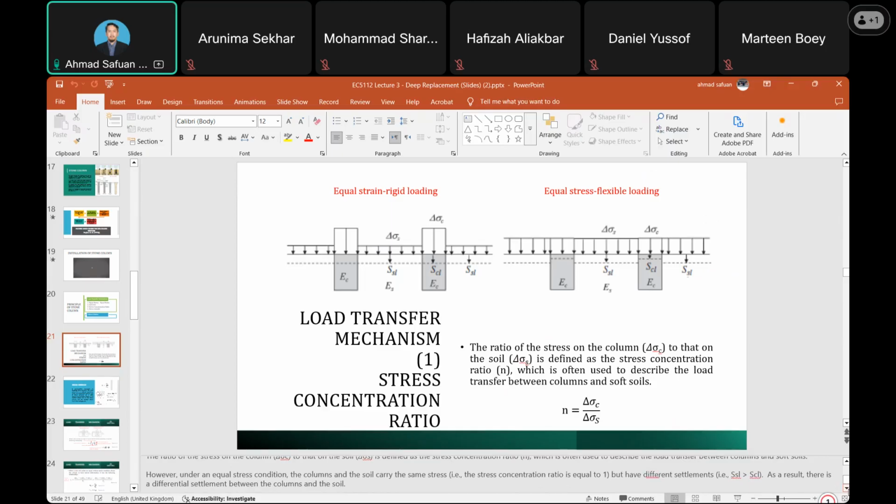So it depends on the type of loading. For a rigid type of loading, we use the equal strain, while for a flexible type of loading, we use the equal stress. However, the equal stress can contribute to differential settlement because the soft soil has a higher settlement compared to the columns.